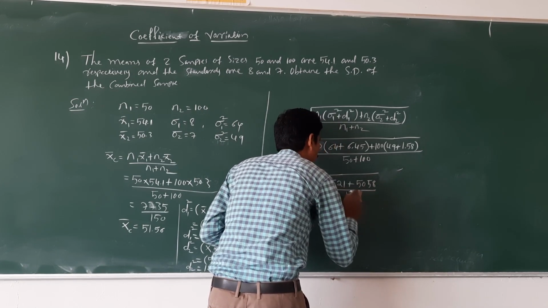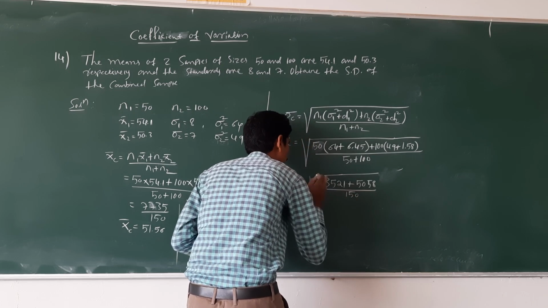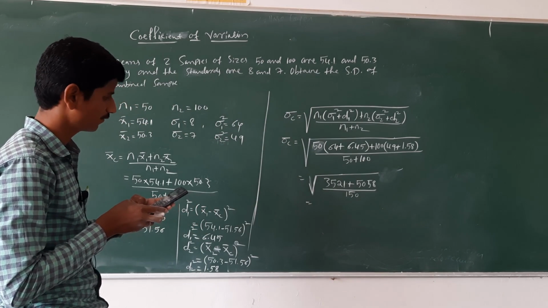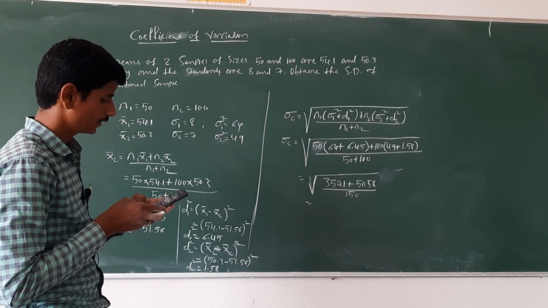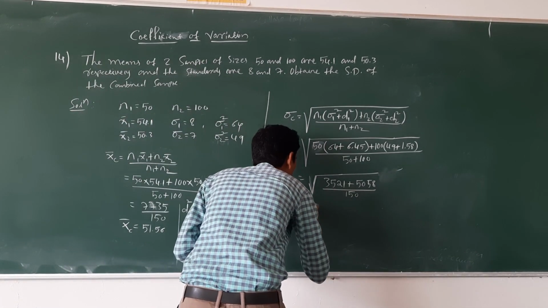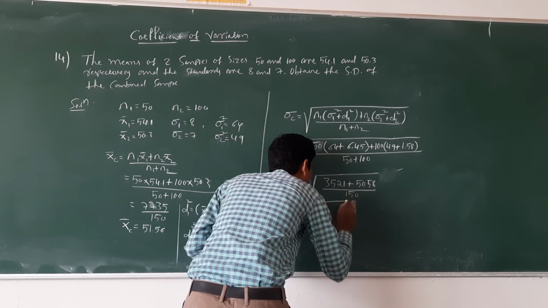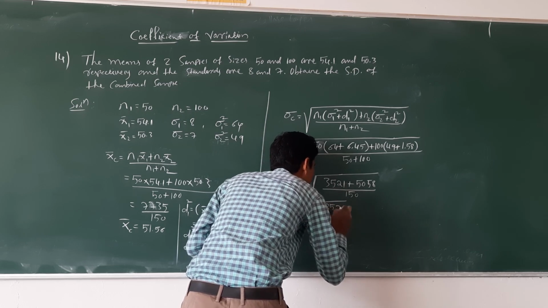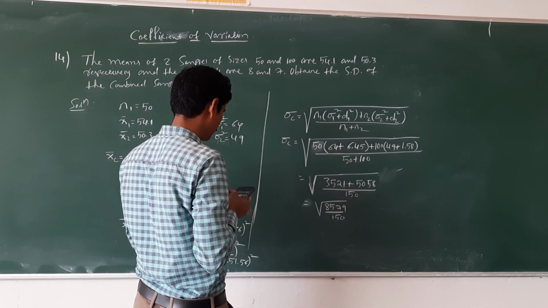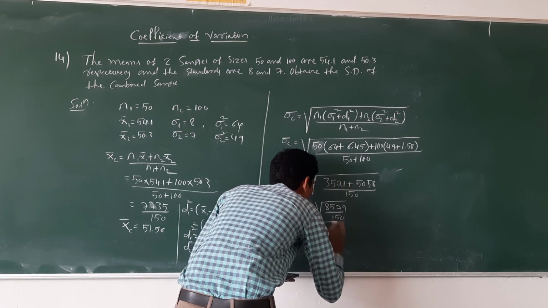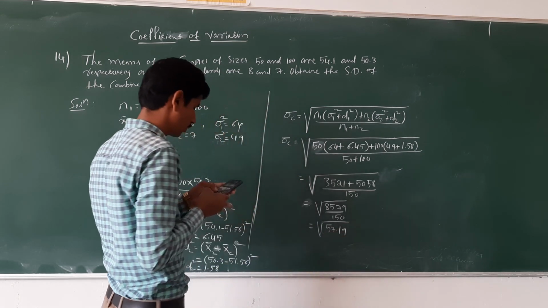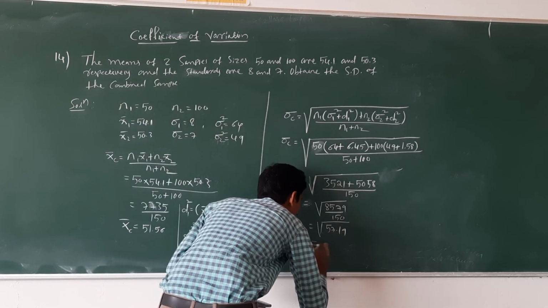Divided by 150, whole under root. Okay, whole under root of 3521 plus 5058 is 8579, divided by 150, then you will get 57.19. Under root of 57.19 is 7.56.